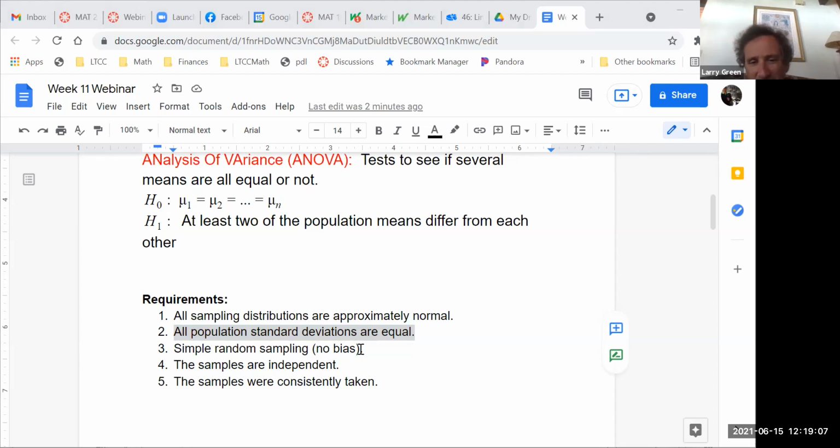Another one, which is a requirement for everything we do in the entire class, basically, is simple random sampling, or at least no bias. You have a representative sample. If you ever have a sample that has inherent bias, you shouldn't do any statistics. You just don't go there. So you never want to use convenience sampling. You never want to have obvious bias. You want to have a nice sampling technique that prevents much of the bias.